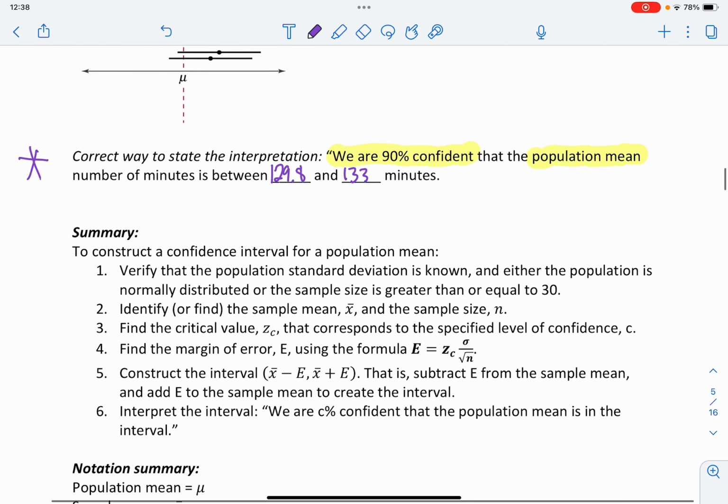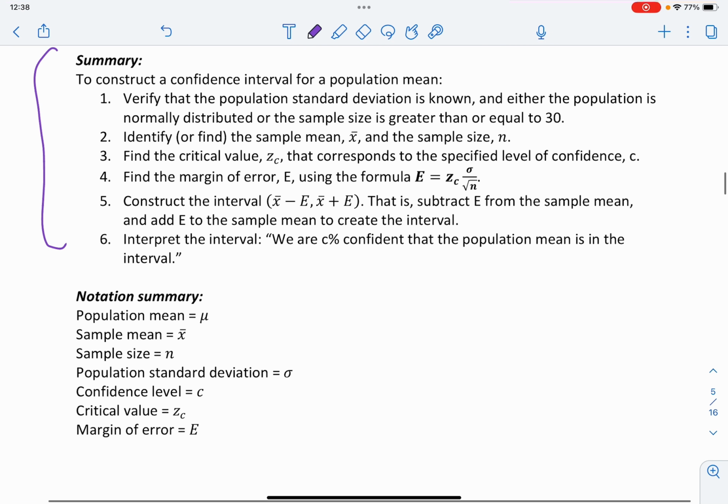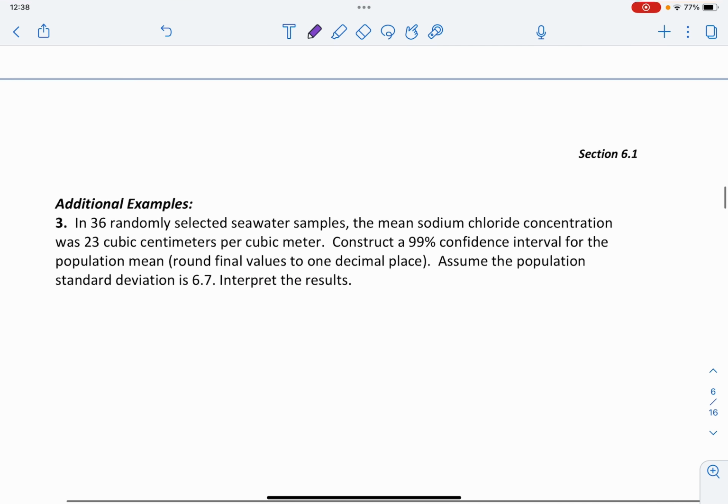Okay, here's a little summary of the steps that we just did. So that's kind of nice just to refer to anytime you're trying to calculate a confidence interval. And then there sure are a lot of variables. So here's just a little summary of all the variables that are floating around. So if you get kind of lost with the variables, you can refer to that summary. Okay, let's continue on. How about another example?